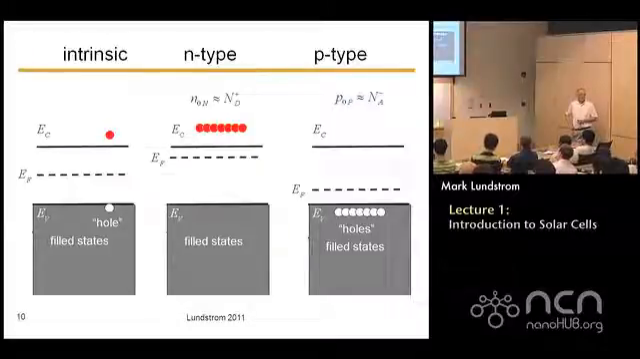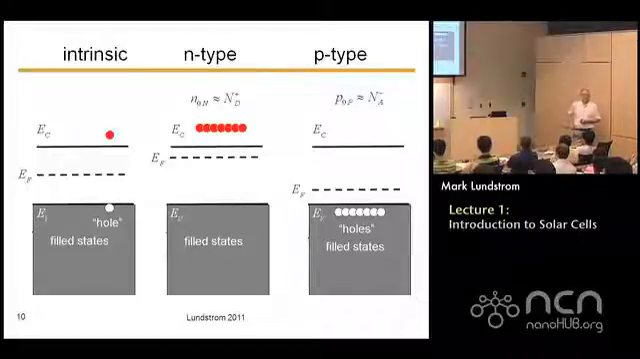If we crank the temperature up, we have more thermal energy to break bonds. We get more holes in the valence band and more electrons in the conduction band. Okay, now what's an N-type semiconductor?